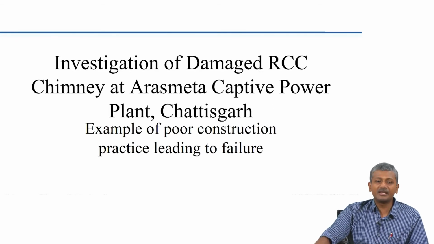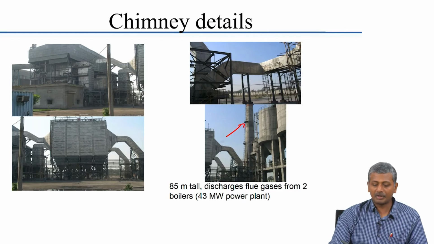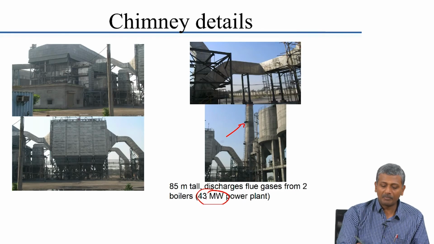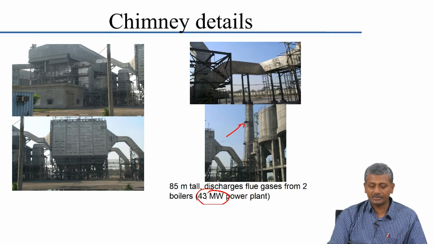This first example deals with a damaged chimney in a captive power plant in Chhattisgarh. This is an example of a poor construction practice leading to failure. So, the chimney basically is an 85 meters tall chimney you see here at the bottom in the power plant. It is a small captive power plant which only serves the cement company right next to it, Lafarge Cement Company.